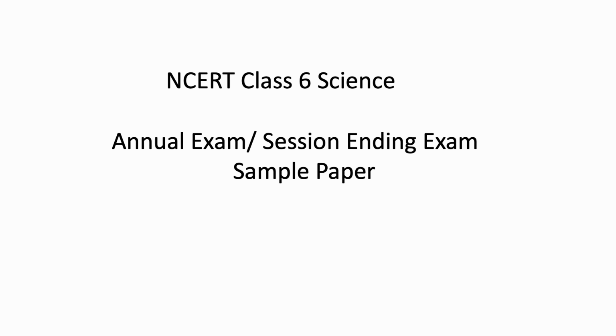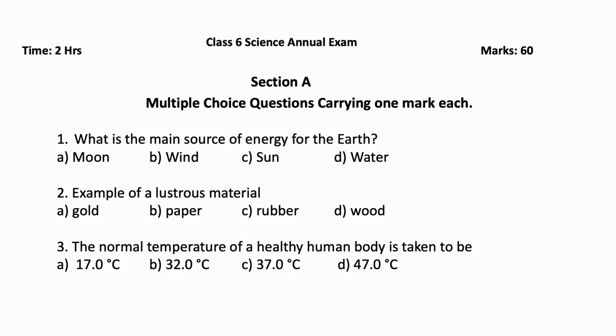Today we will see NCERT Classic Science Annual Exam or Session Ending Exam Sample Paper. Multiple choice questions carrying 1 mark each. First one, what is the main source of energy for the earth? Options are option A moon, option B wind, option C sun, option D water. Correct answer is option C sun. Sun is the main source of energy for the earth.